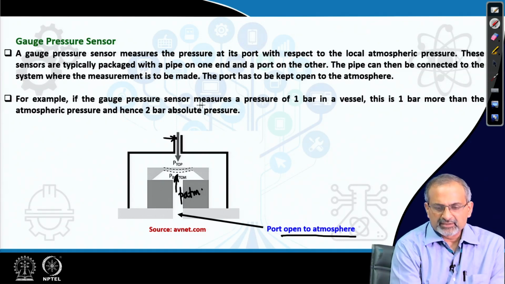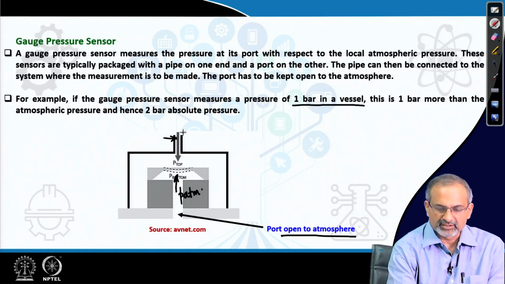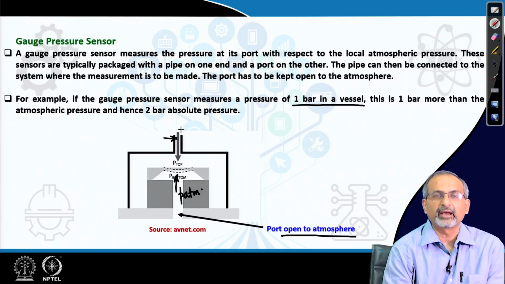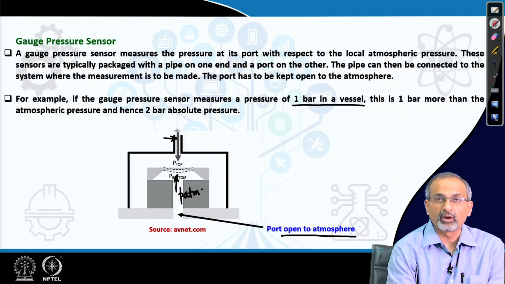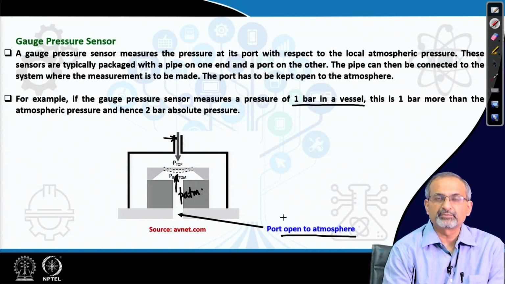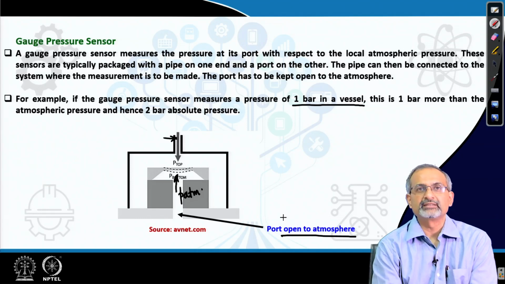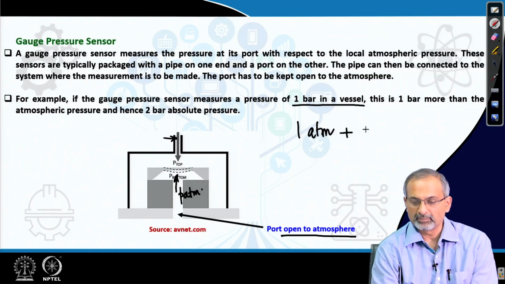So, if the gauge pressure sensor measures a pressure of 1 bar in a particular vessel to which this port is connected, then essentially the absolute pressure of that vessel would be 1 bar plus another 1 bar, because it is being measured with respect to atmospheric pressure, provided the atmospheric pressure in that neighborhood is nearly 1 bar. Otherwise, it works as 1 ATM, whatever it is, which is basically a function of altitude, plus 1 bar.